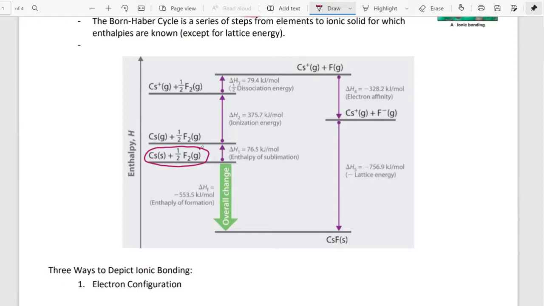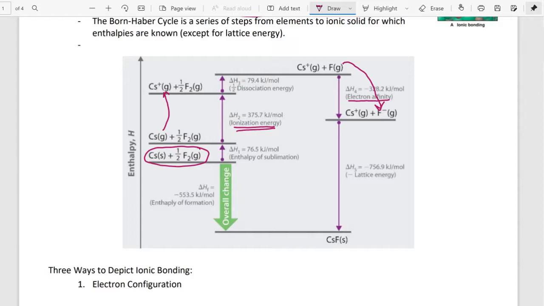Here we can see the enthalpy of sublimation. Here's our ionization energy when that cesium is going to lose an electron and form a +1 ion. And then we have a dissociation energy for the F2 breaking apart. Then we can see that the fluorine atom here is going to gain an electron, so we can look at our electron affinity when that fluorine atom becomes a fluoride ion. You should see some things familiar here, talking about ionization energy and electron affinity. All of these play into the formation of our ions.